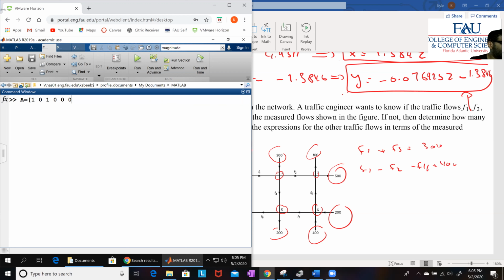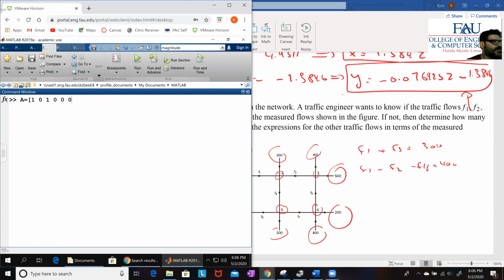So in this case, I have 1, 2, 3, 4, 5, 6. Yeah, I have 6 by 7, right? Because it is 7 unknowns and 6 equations.